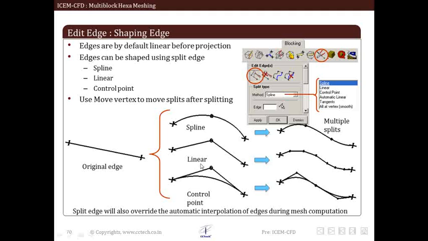Linear allows you to split selected edge into linear edges as shown in figure. Control point. Control point allows you to select a control point based on which the curve shape will be changed. Kindly note that split edge will also override automatic interpolation of edges during mesh computation.